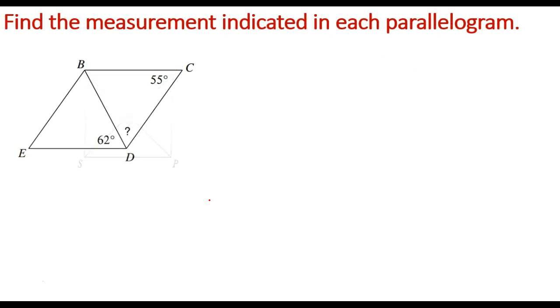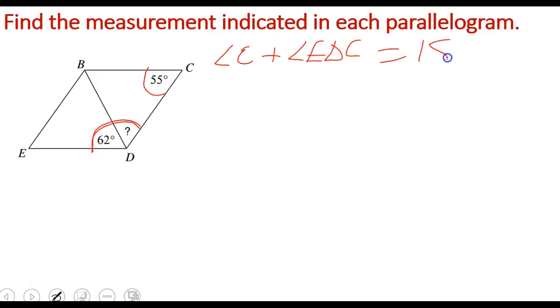Okay. Next, find the measurement indicated in each parallelogram. What do we know? Well, we know they are on the same side here. Consecutive angles of a parallelogram are supplementary. So we know that angle C plus angle EDC, so this angle, all of them, is equal to 180. We're looking for this angle alone, though. We can label it X.